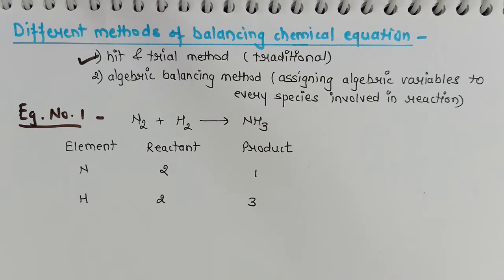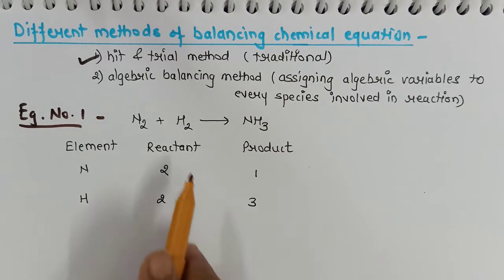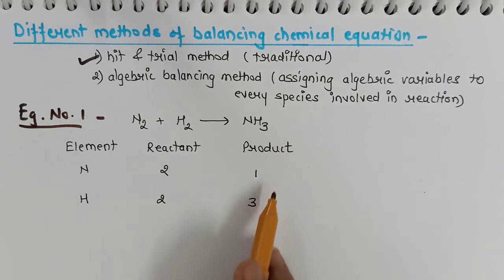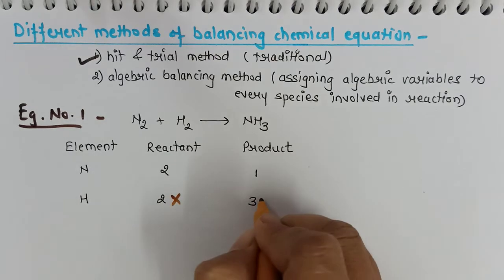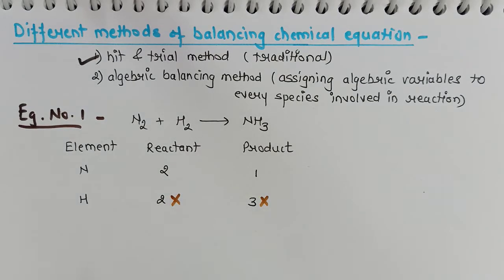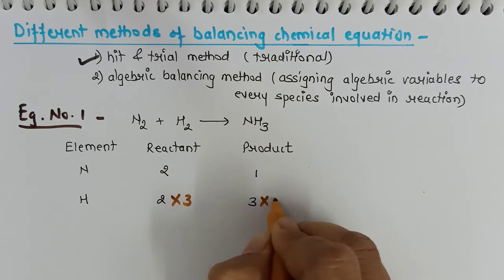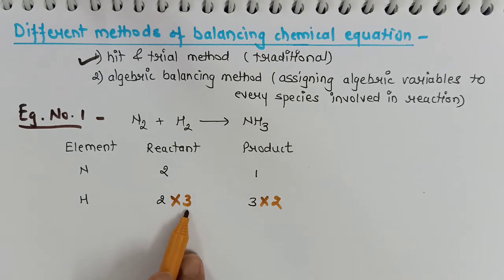Generally we begin with that species which has the least difference between the number of atoms in reactant and product. But since here both are the same, we'll begin with, let's say, hydrogen. Now hydrogen on the reactant side has two atoms and on the product side three atoms. So I will multiply both sides, reactants and products, by such a factor or number which will give me an equal answer. For example, here I will multiply by 3 on the reactant side, and on the product side I will multiply by 2.